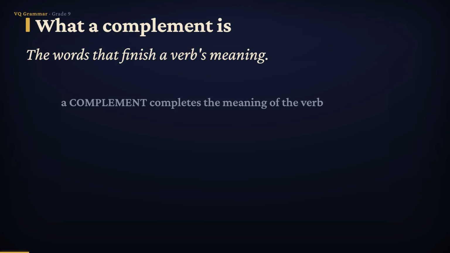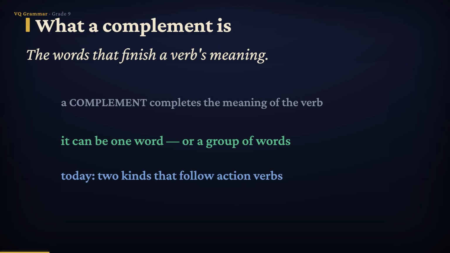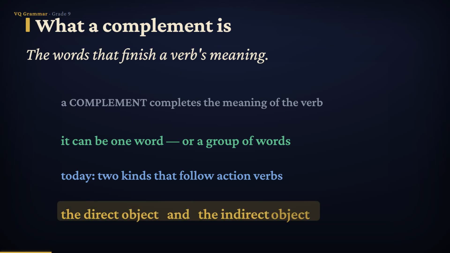Before we name the types, let's understand the big idea. A complement is a word or group of words that completes the meaning of a verb. Sometimes the verb needs a little more to feel finished, and the complement provides it. A complement can be a single word or a whole group of words working together. In this lesson, we'll focus on two kinds that follow action verbs, the direct object and the indirect object. Let's take them one at a time.